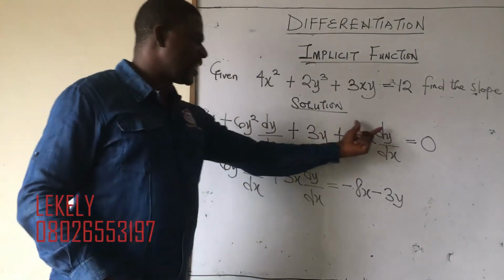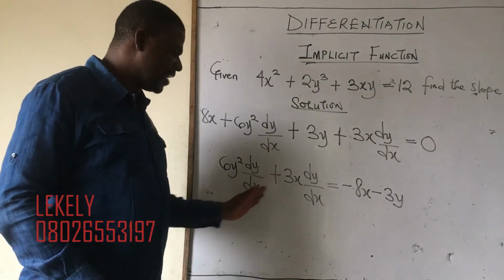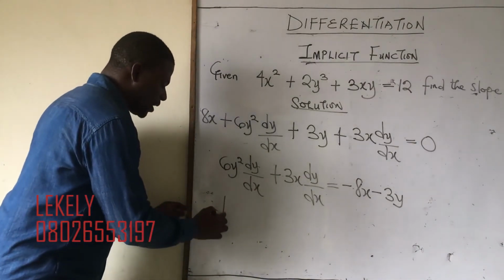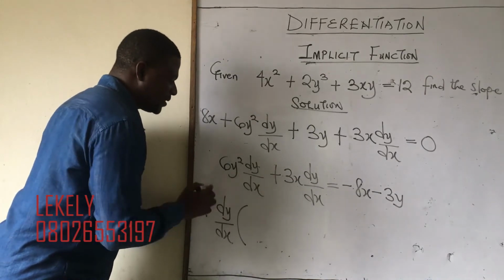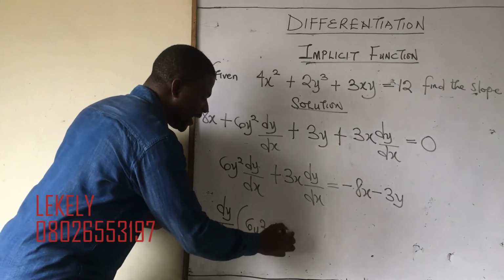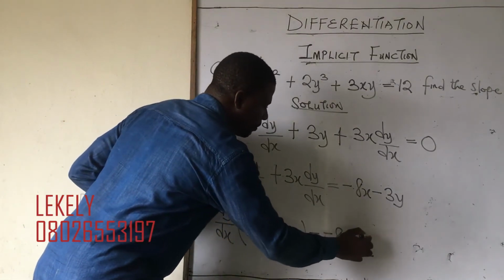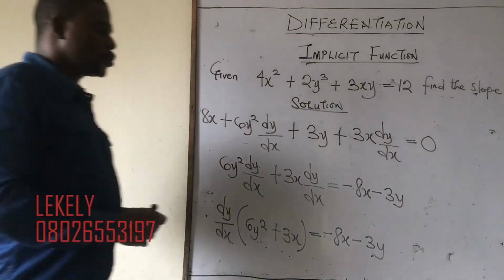So I'll be left with this and this at this side. Why am I keeping these ones at this side? Because they have dy dx. So I'll now say dy dx is common. Bring it out. dy dx into brackets. So I'll be left with 6y squared plus 3x. You see that? Equals minus 8x minus 3y. Do you see that?